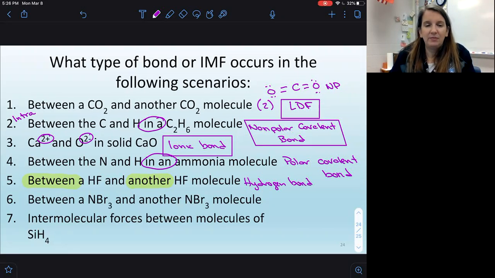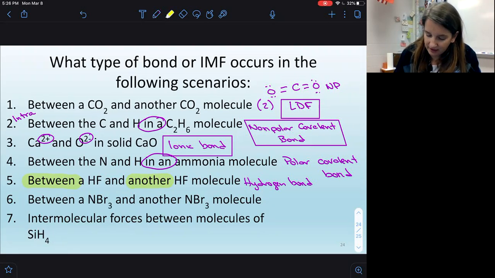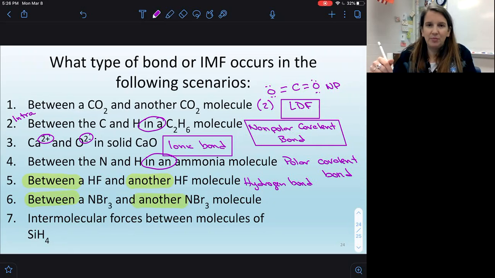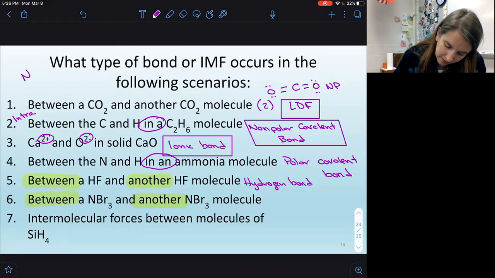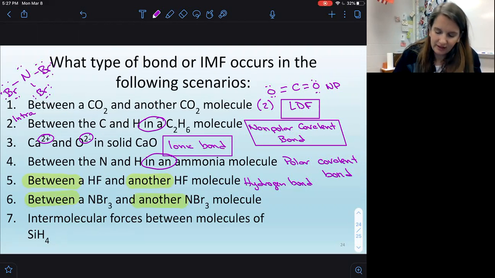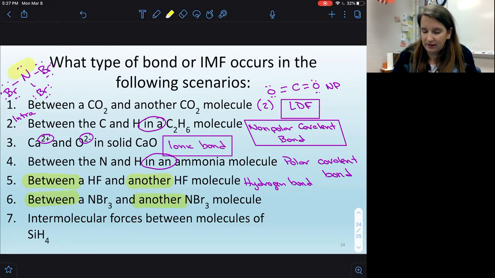Okay, and then between an NBr3 and another NBr3, so here we've got two molecules again. We're looking for those keywords. We've got two molecules. So what does NBr3 look like? Well, it looks like this. Let me just toss this up here really quick. Sorry, it's a terrible little drawing here. So NBr3 looks like this. What does this right here tell us? It tells us that that is a polar molecule. Since it's a polar molecule, we would expect to see dipole-dipole interactions.